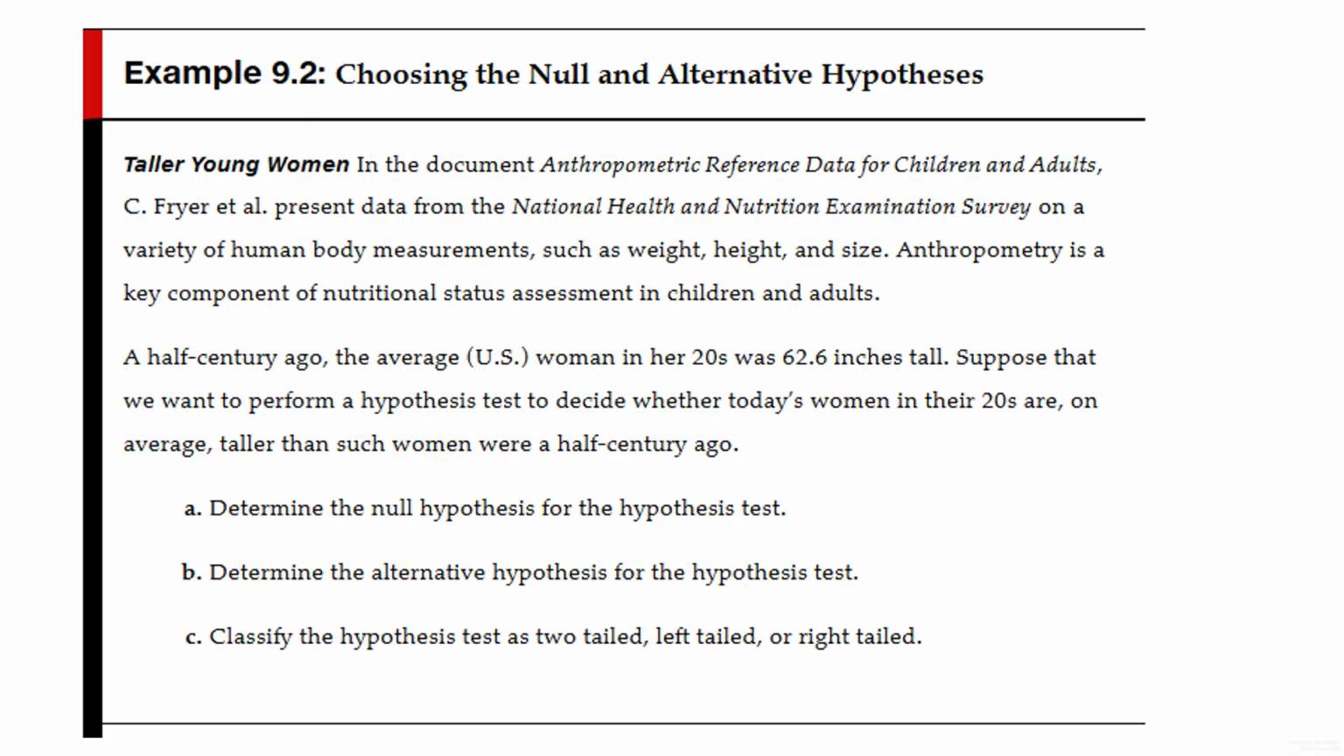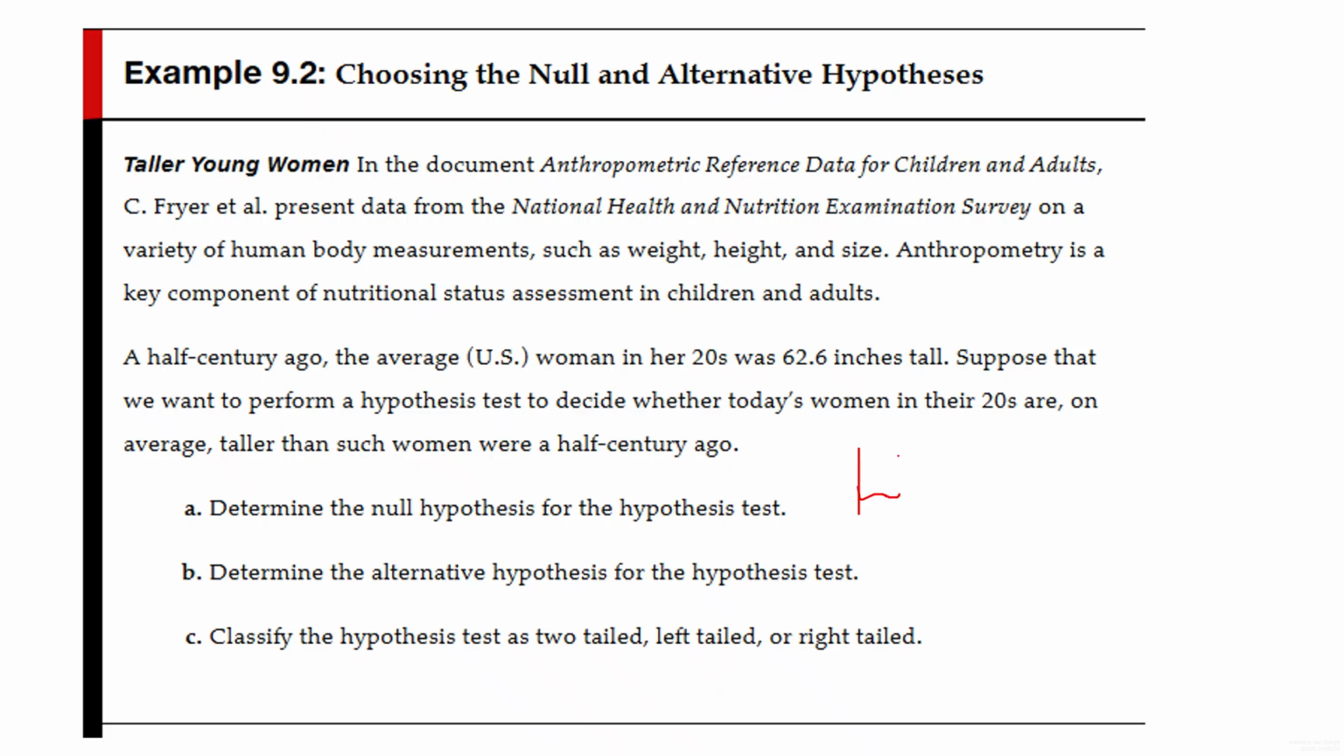Let mu denote the mean height of today's women in their 20s. The null hypothesis is that the mean height of today's women in their 20s equals the mean height of women in their 20s half a century ago. So that is stating that H sub 0 is mu equals 62.6 inches tall. Now, the alternative hypothesis is that the mean height of today's women in their 20s is greater than the mean height of women in their 20s half a century ago. So that would make it H sub A, mu, and then the greater than symbol, 62.6 inches. Let's write that out so that we know for sure that we're on the same page.